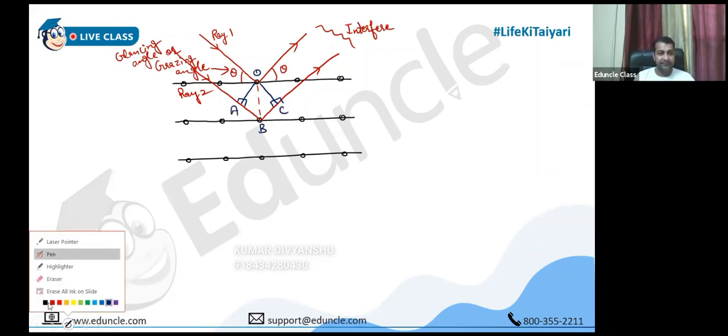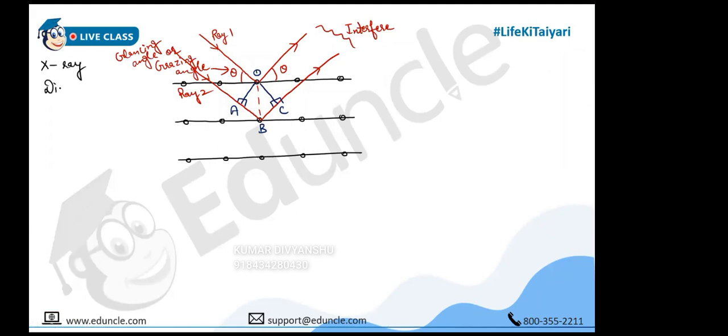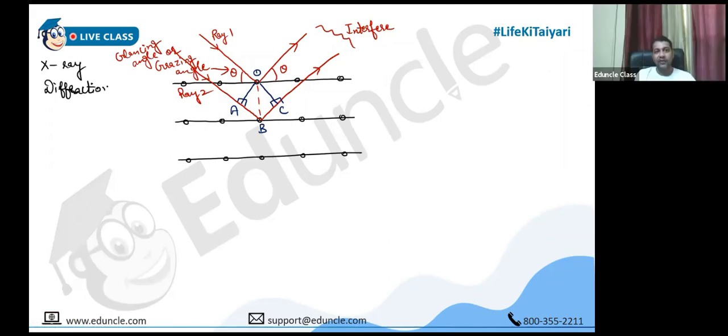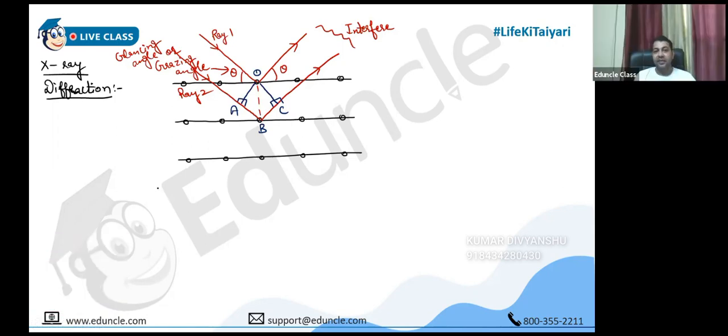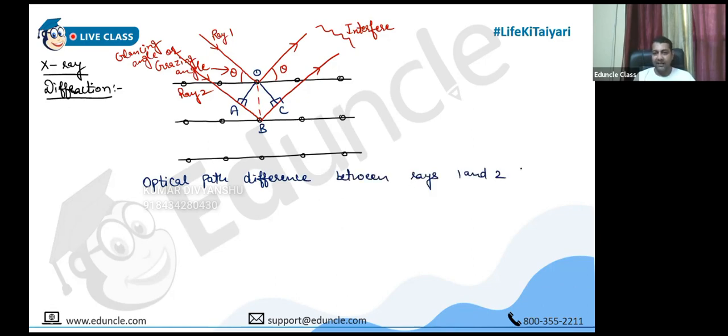Actually, I'm trying to deduce the X-ray diffraction formula. AB and BC. Yeah, very good. It is actually AB plus BC. It means ray 2 is traveling this much additional distance as compared to ray 1. So the optical path difference between rays 1 and 2, can I call this path difference as delta? Yes, sir. So can anyone get me the value of this delta now?